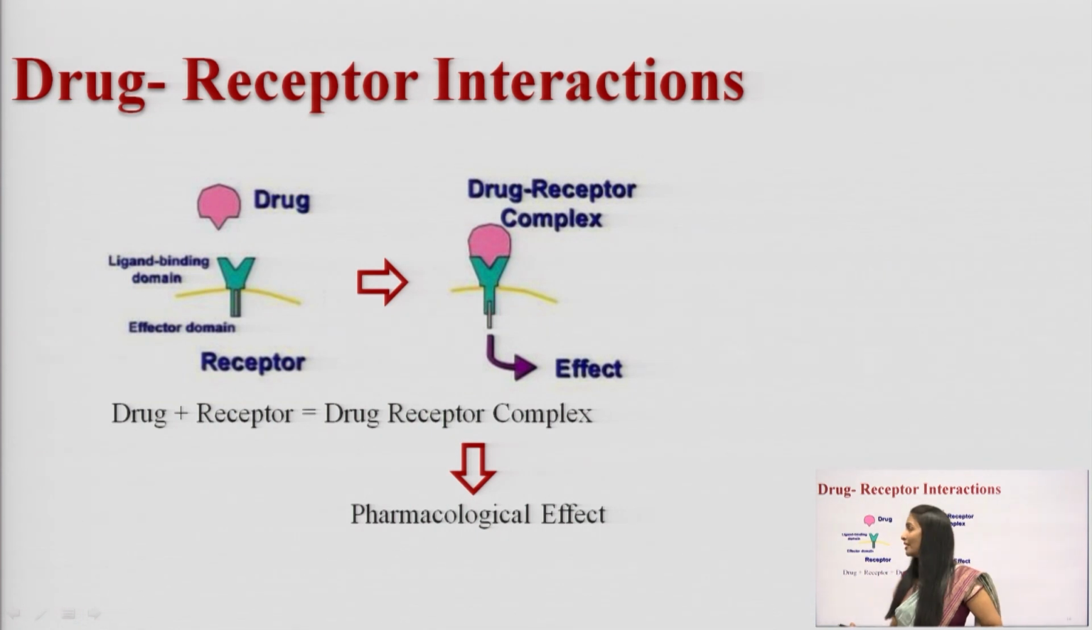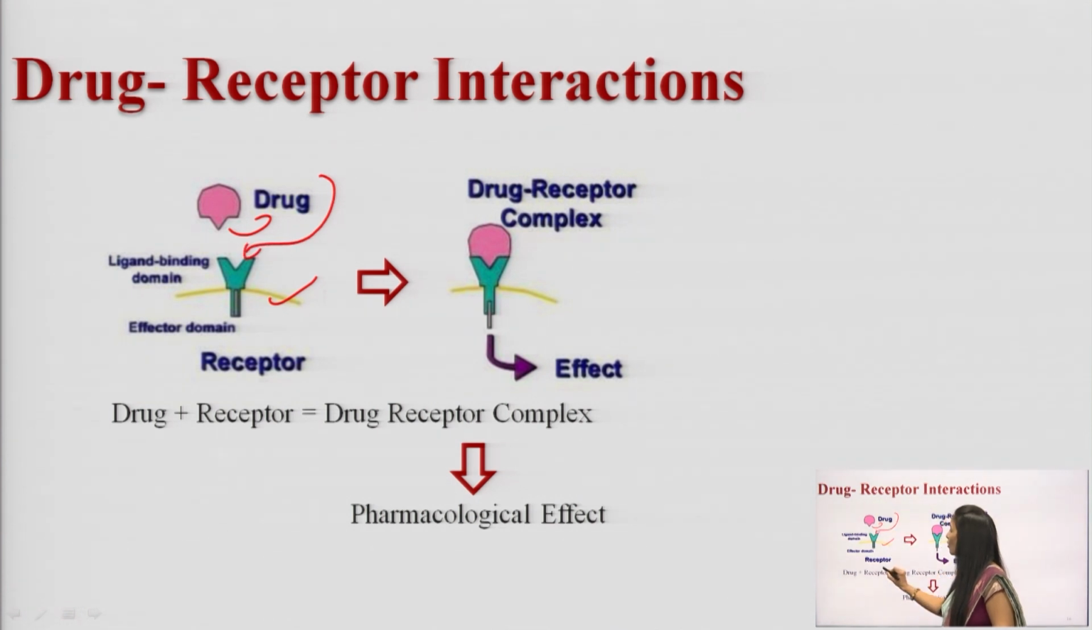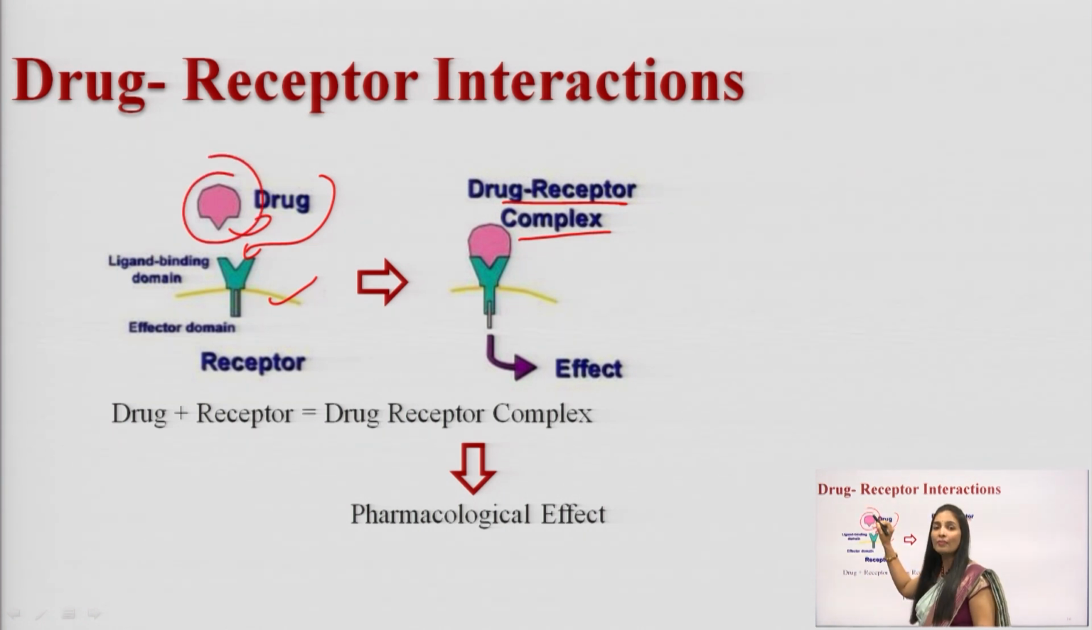Here you can see the diagram: this is a drug, this is a receptor. When the drug binds to this receptor, what is going to happen? A drug receptor complex. If there is no drug and only the receptor is available, then no pharmacological action will be produced, because the receptor does not have any action. If you had administered the drug, but there is no particular receptor for the drug, then how can it show its action?